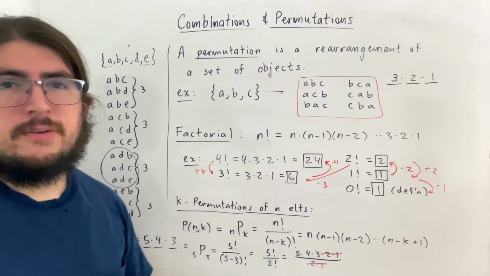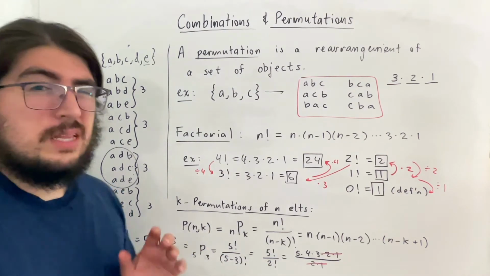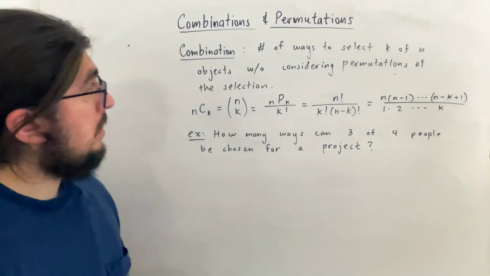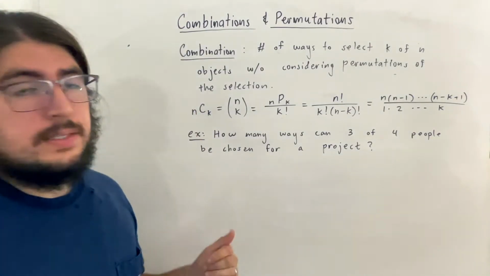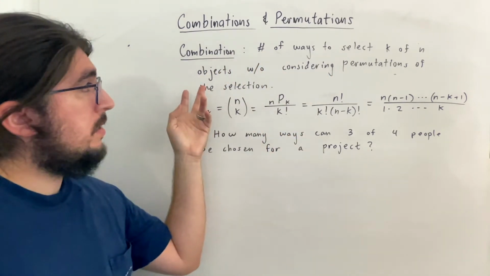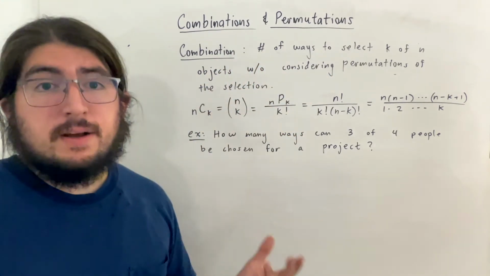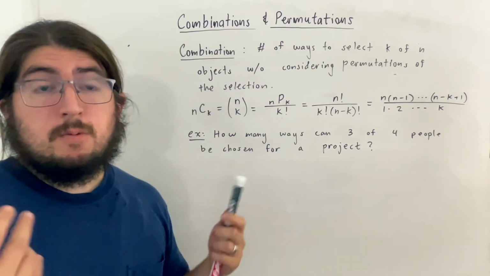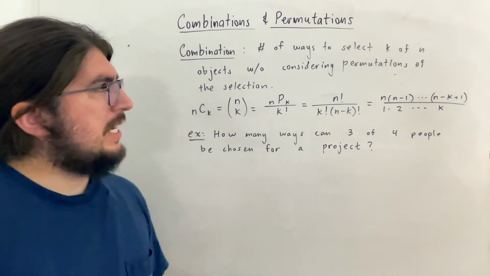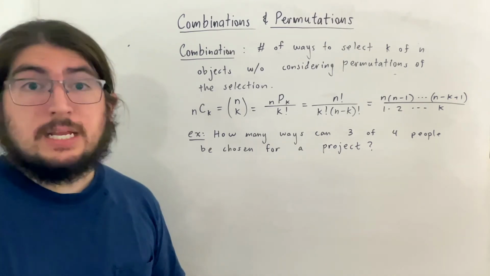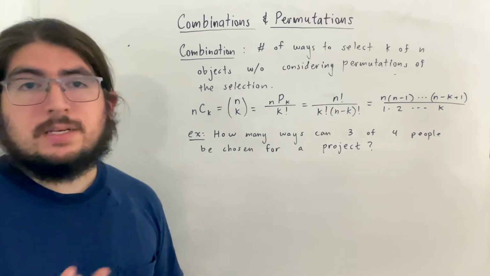Maybe we'll take a look at another example, but I think that's really it. We'll actually see more of this when we discuss combinations right now. Okay, so here finally we have combinations. A combination is just the number of ways to select k of n objects without considering permutations of this selection. So for example, when we saw A, B, C, that would be one selection. B, C, A would be the same selection because you're still selecting A, B, and C. So the ordering doesn't matter here.